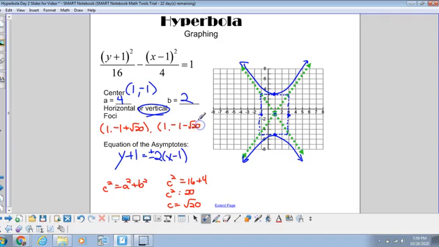And again, if you were to put these into your calculator to get approximate values, negative 1 plus the square root of 20 is about 3.5. So that would be about right here. And negative 1 minus the square root of 20 is about negative 5.5. So that would be in here. It's usually pretty close to the vertex. Just like with our ellipses, it's usually that focus point is pretty close to the vertices there also.